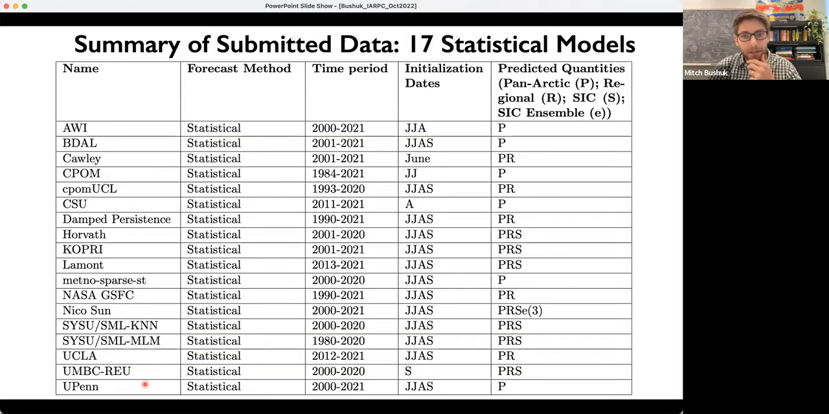This table shows some more details of what we actually received. So each model, so these are the 17 statistical models that submitted. Each model submitted some time period, some set of initialization dates, and then every model submitted pan-Arctic sea ice extent. And you'll see that a good number of these also submitted regional extent, and then some submitted sea ice concentration maps as well.